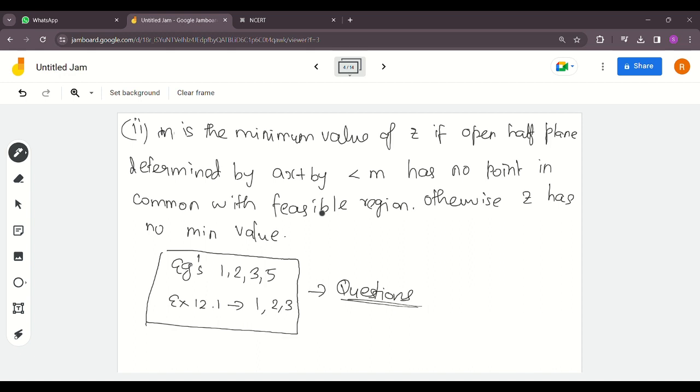So basically your points should lie inside the feasible region. So that is the main objective of this problem. Otherwise Z has no minimum value.